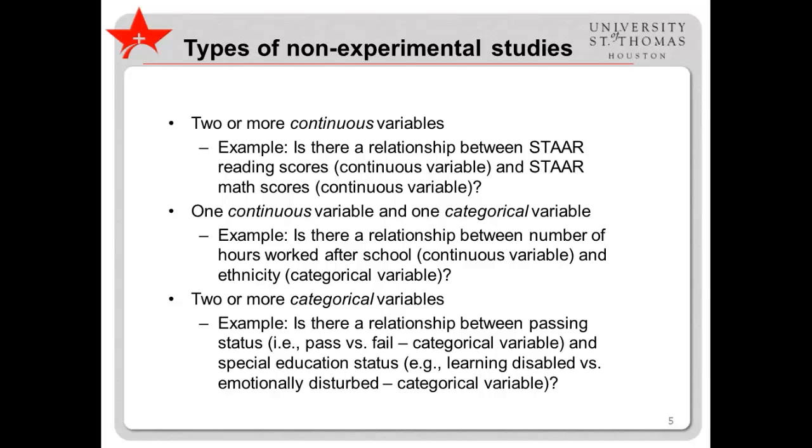Also common is the exploration of the relationship between one continuous variable and one categorical variable. For example, is there a relationship between number of hours worked after school, a continuous variable, and ethnicity, a categorical variable? Occasionally, researchers will look at the relationship between two or more categorical variables. For example, is there a relationship between passing status, that is, pass versus fail, a categorical variable, and special education status, for example, learning disabled versus emotionally disturbed, also a categorical variable?